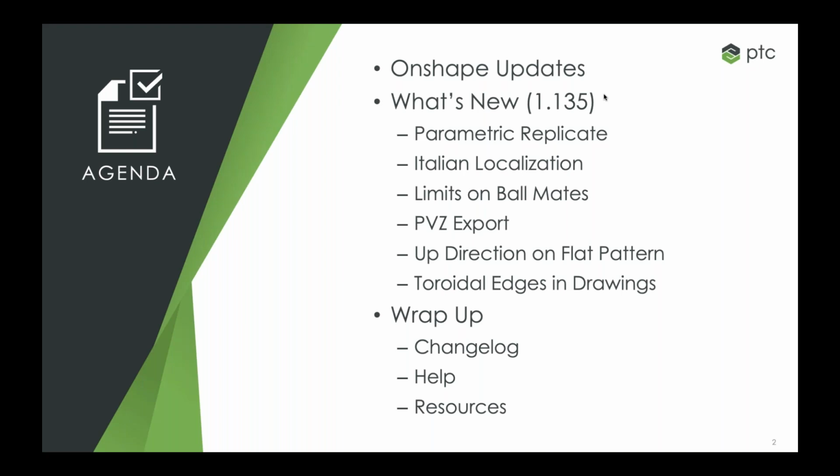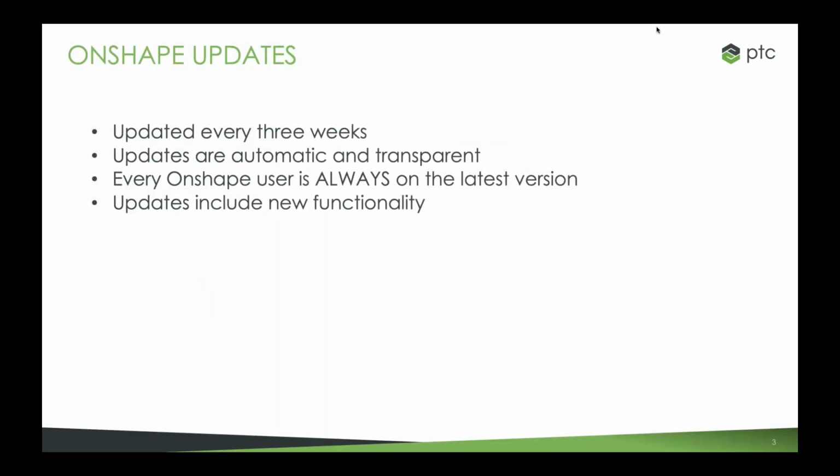To wrap up, we'll go through where you can access the changelog for all the other changes that were a part of this release, as well as a couple other places for resources to look. So the format and how we're gonna do this is to go through a slide of each update and then show it live in Onshape. But first, how do we roll these out?